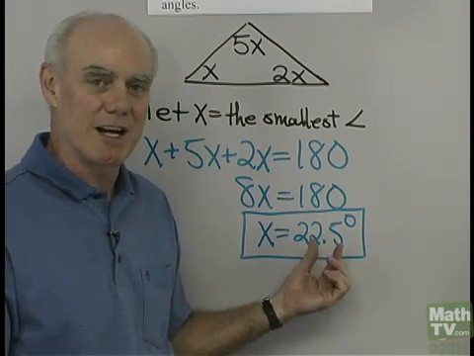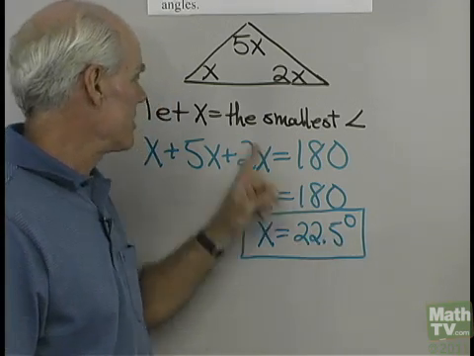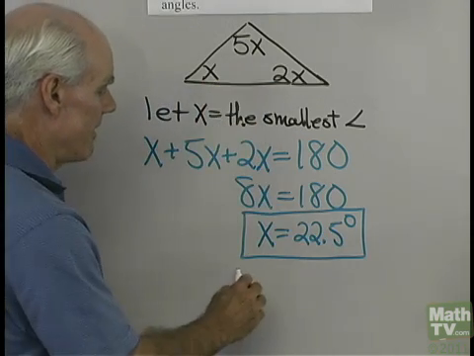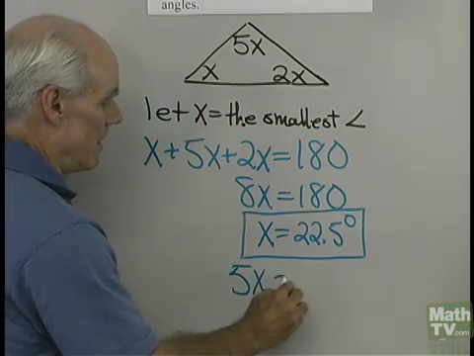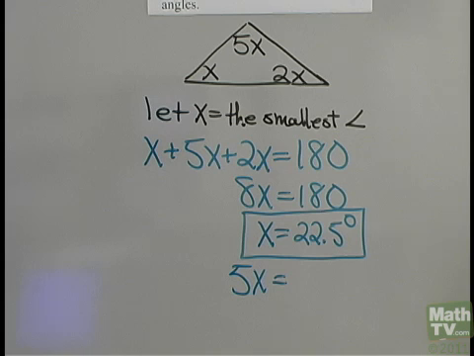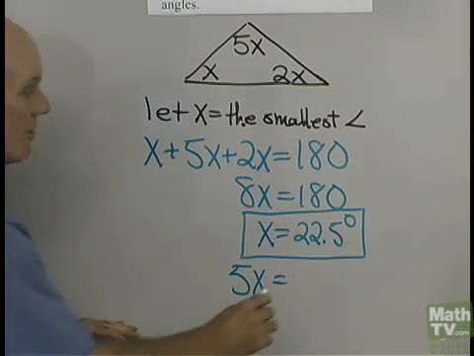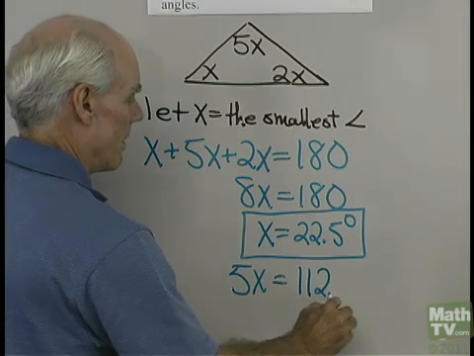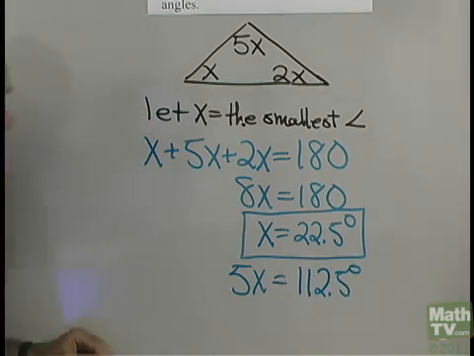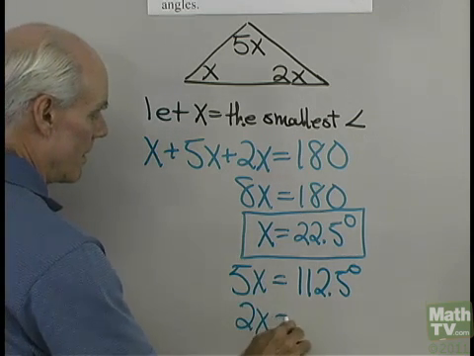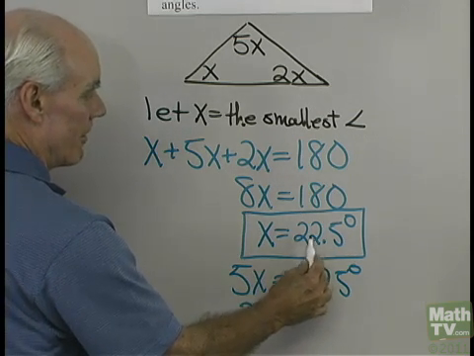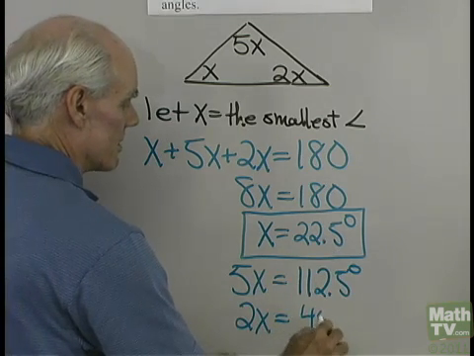Now what I have to do is go back and find the other angles. If x is 22.5, then 5x is going to be 5 times that. Okay, I'll do that on my calculator. 5 times 22.5 comes out 112.5 degrees. And then 2x is going to be 2 times 22.5, which should be 45 degrees.